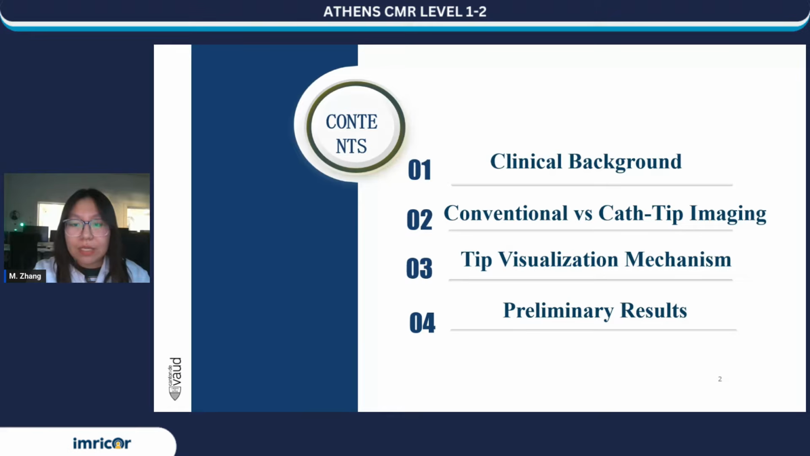Today, I will talk about catheter tip imaging in interventional MRI. We'll start with clinical backgrounds, then look at artifacts and how tip coils can help. Next, I'll compare slice imaging with tip imaging, followed by a look at the visualization mechanism behind tip signal. And finally, I'll show some preliminary results from our experiments.